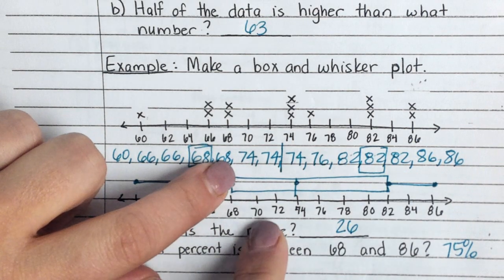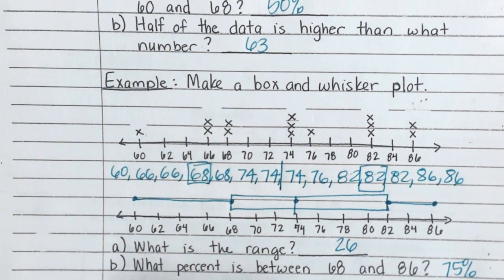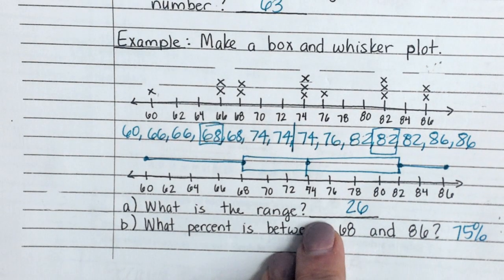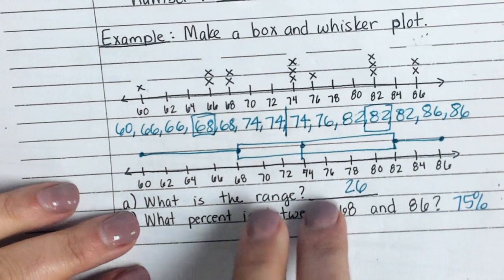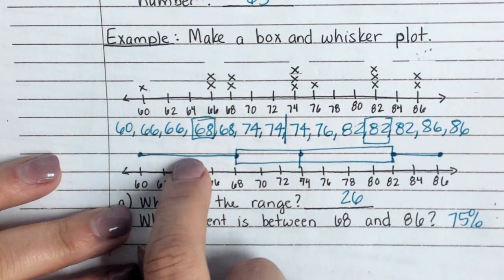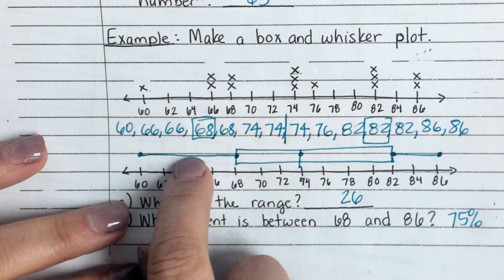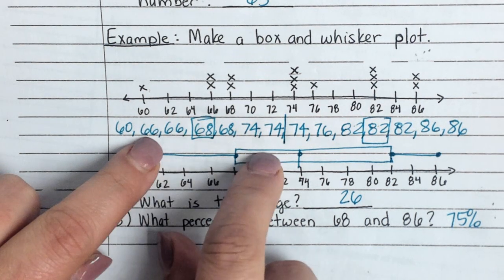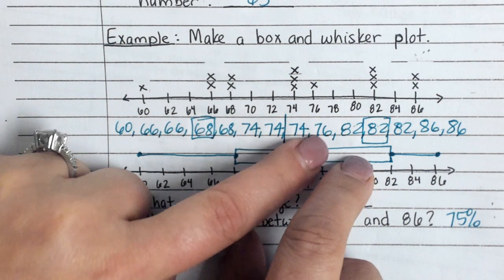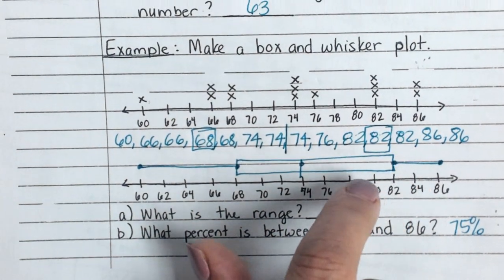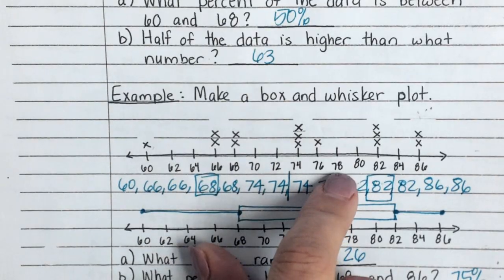Why would they all be worth 25% if one was way longer than the other? Because it's not values, it's number of data pieces. So right here, how many did we have? 14. So what's 14 divided by 4? Like 3, not quite 4. How many are in this section? 3. How many are in this section? 3. And there, 3. So it's dividing the numbers into 4 sections.